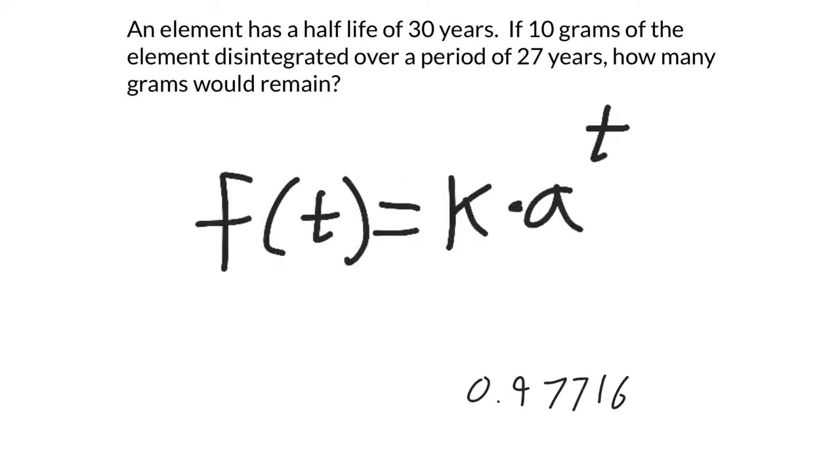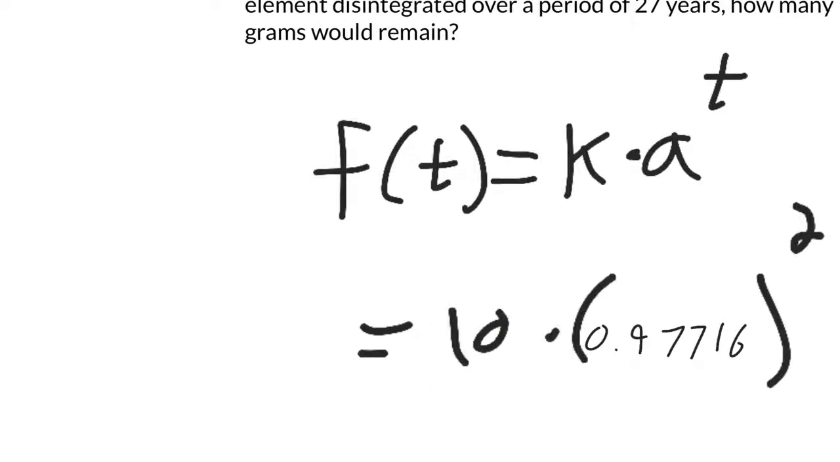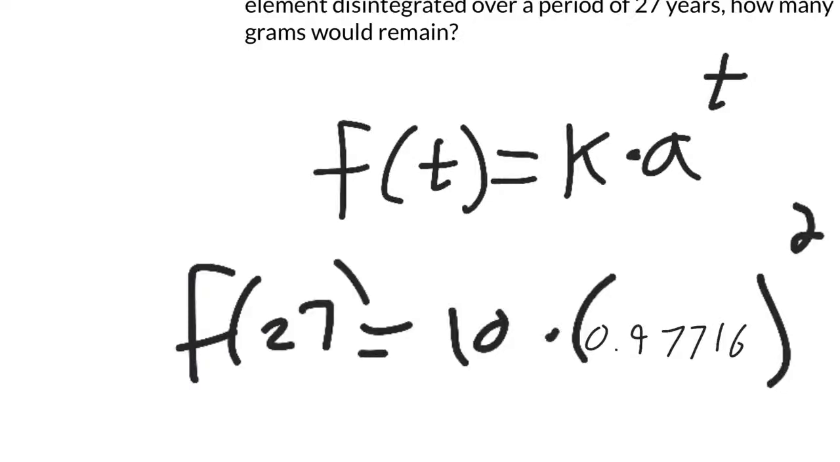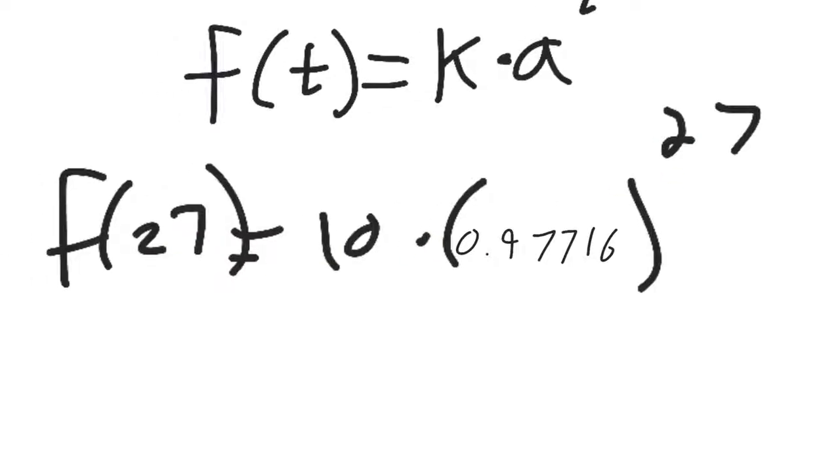They give us a starting amount of 10 grams. Multiply that by the A that we found. They want to find out how much is left over after 27 years. So we'll plug that in for where it's supposed to go in for time. And so when you plug and chug this with a calculator, it will tell you how much is left over after 27 years. When you plug that through your calculator, you should get 5.36 grams.